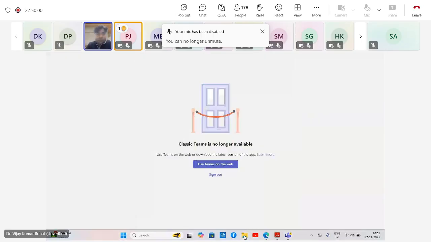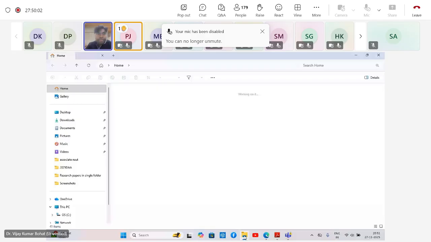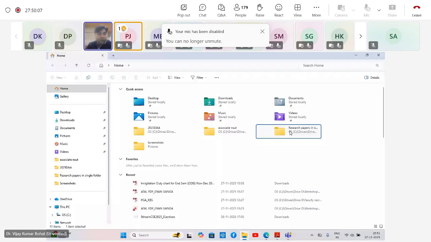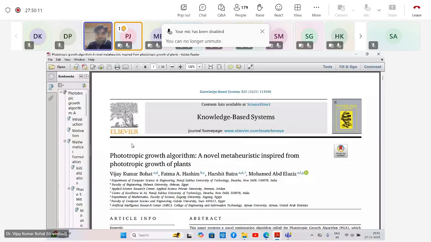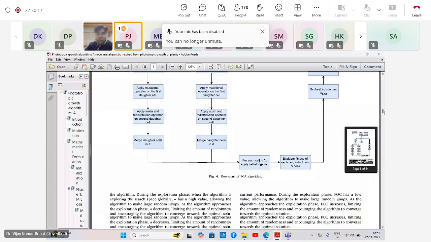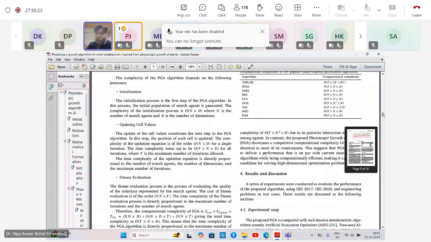I have the paper with me, the PGA paper. I can show the results. Like I've compared with these set of algorithms, a large number of nature-inspired algorithms.